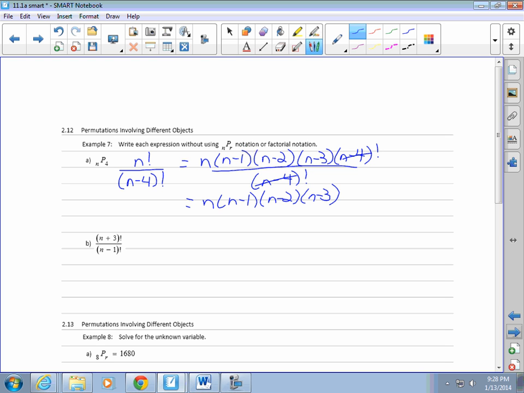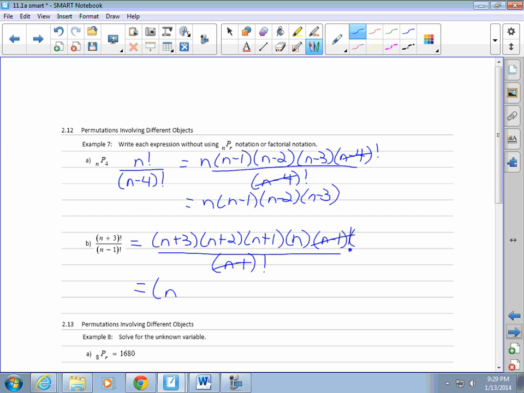So (n plus 3) factorial divided by (n minus 1) factorial. If I expand my top, this is n plus 3 times n plus 2 times n plus 1 times n times n minus 1. It could go on, but I'm going to stop there because now that is identical to my bottom of (n minus 1) factorial. Those cancel. So my answer is n plus 3 times n plus 2 times n plus 1 times n.